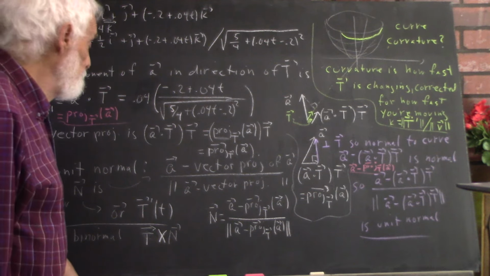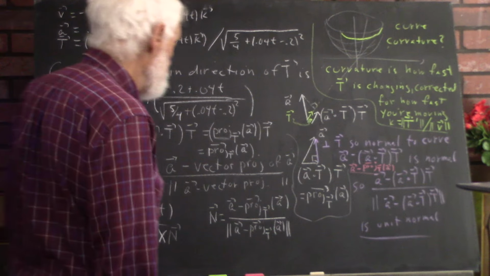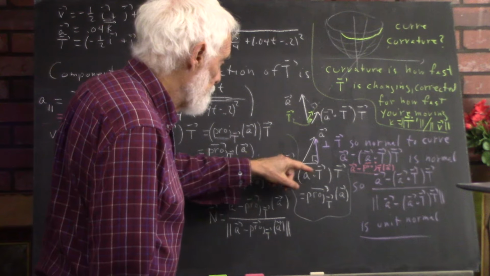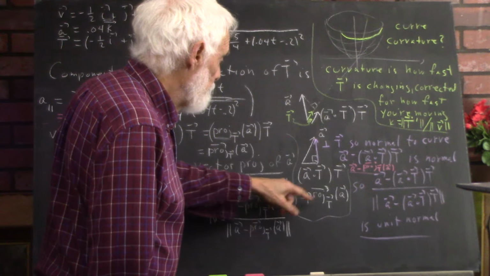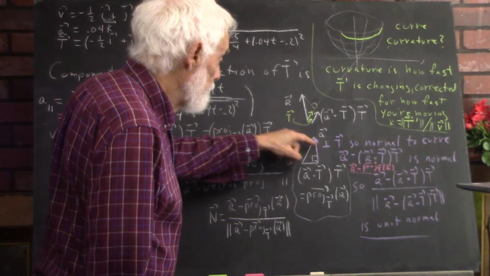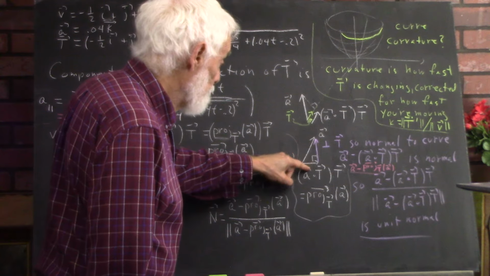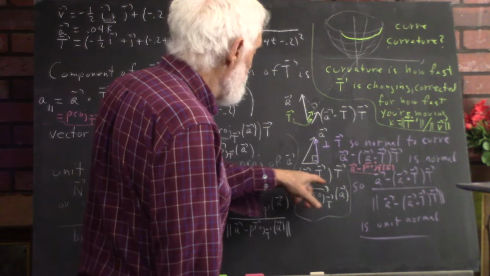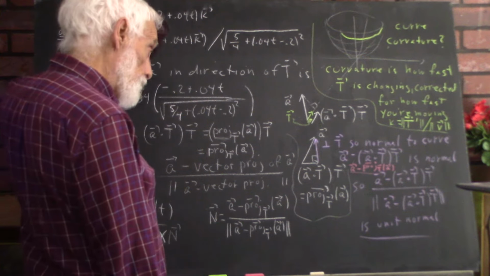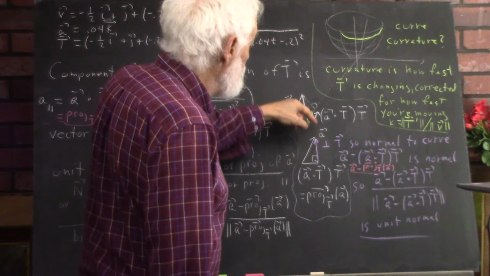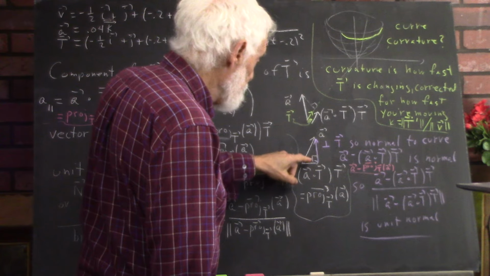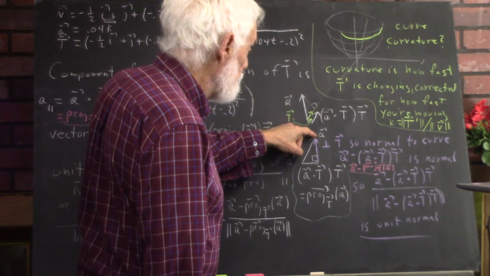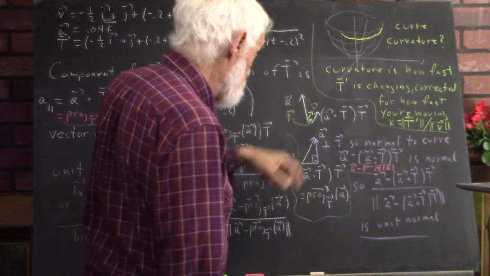Unit normal by this triangle. Here's your vector projection of A onto the unit tangent vector. If you subtract this from this, you get this. Why is that? It's because this plus this equals this. Convince yourself of that. So this is often a simpler way to calculate a unit normal because this vector, by the fact that you have a projection here, is perpendicular to this vector. This will be your perpendicular component of A, your normal component.